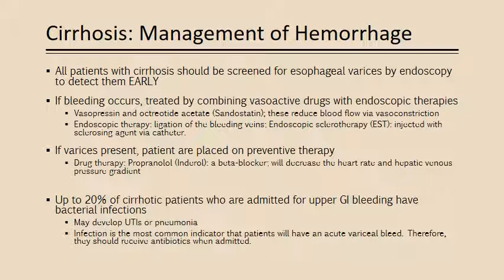Up to 20% of cirrhotic patients who are admitted for upper GI bleeding have bacterial infections. These patients are at high risk to develop UTIs or pneumonia. Infection is the most common indicator that patients will have an acute variceal bleed. Therefore, they need to be treated with antibiotics when admitted. It's a high risk situation if they have infections and they have cirrhosis.